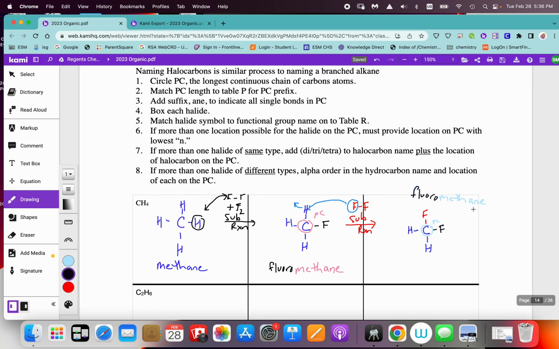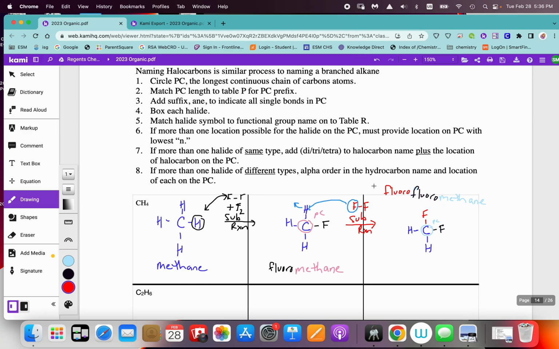But if I leave it like this, it looks like the first substitution reaction, so that means the name is not done. This structure looks different than the first substitution, so it has to have a different name. Well, I added another fluorine atom to the parent chain, so I have to put that in the name also. So I have to put fluoro. So this is fluorofluoromethane.